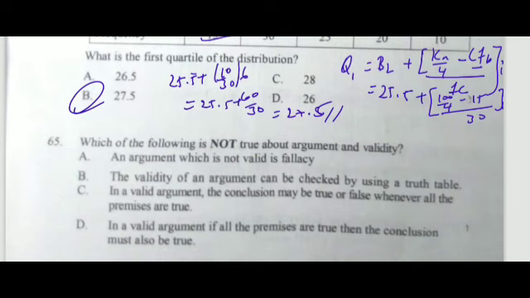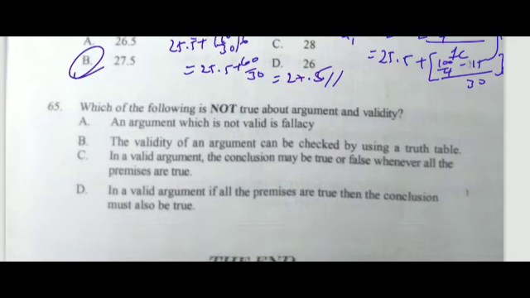Question 65. Which of the following is not true about argument and validity? The argument which is not valid is a fallacy. This is true. The validity of an argument can be checked by using the truth table. For a valid argument, the conclusion may be true or false whenever all the premises are true. For a valid argument, if all premises are true, then the conclusion must also be true.